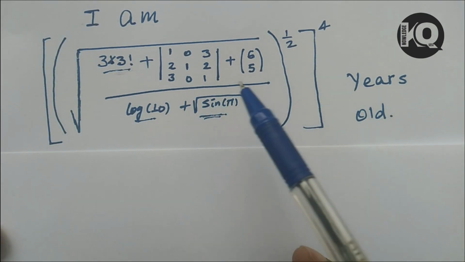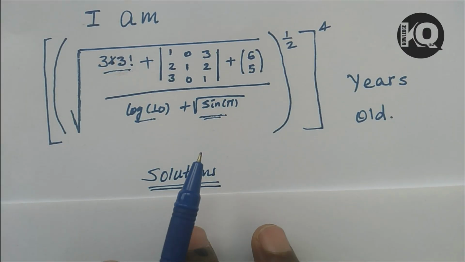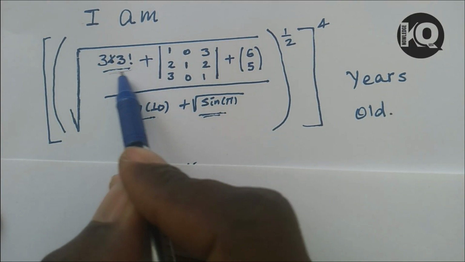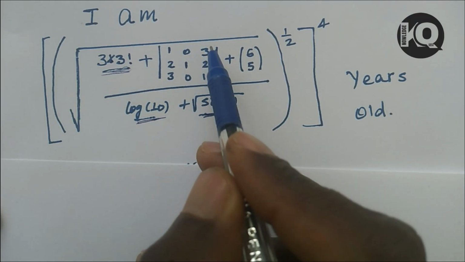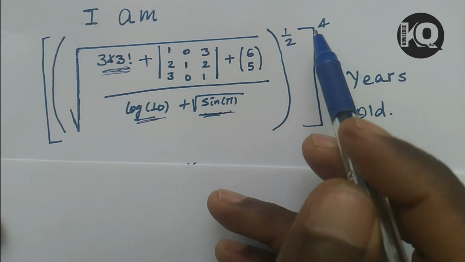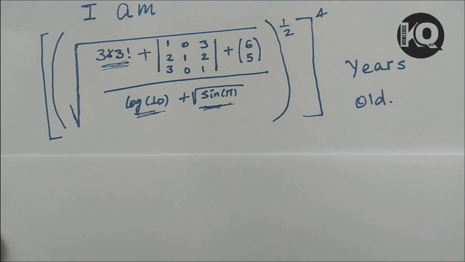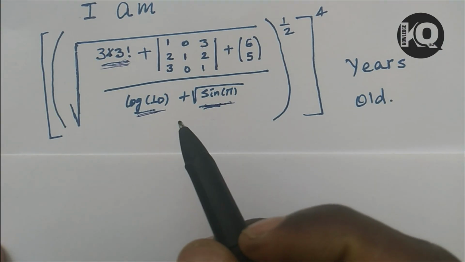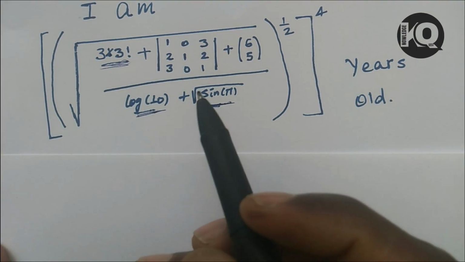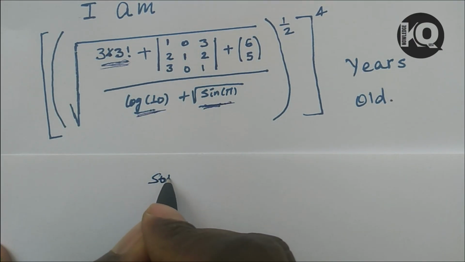I am this many years old, so we have to find how much this value will be. As you have seen from the problem, we have factorials, a sine function, a logarithm, a matrix, a binomial coefficient, radicals, and a power of 4. In order to solve this problem, we have to solve each of the expressions individually. So for simplification, let's eliminate this radical.